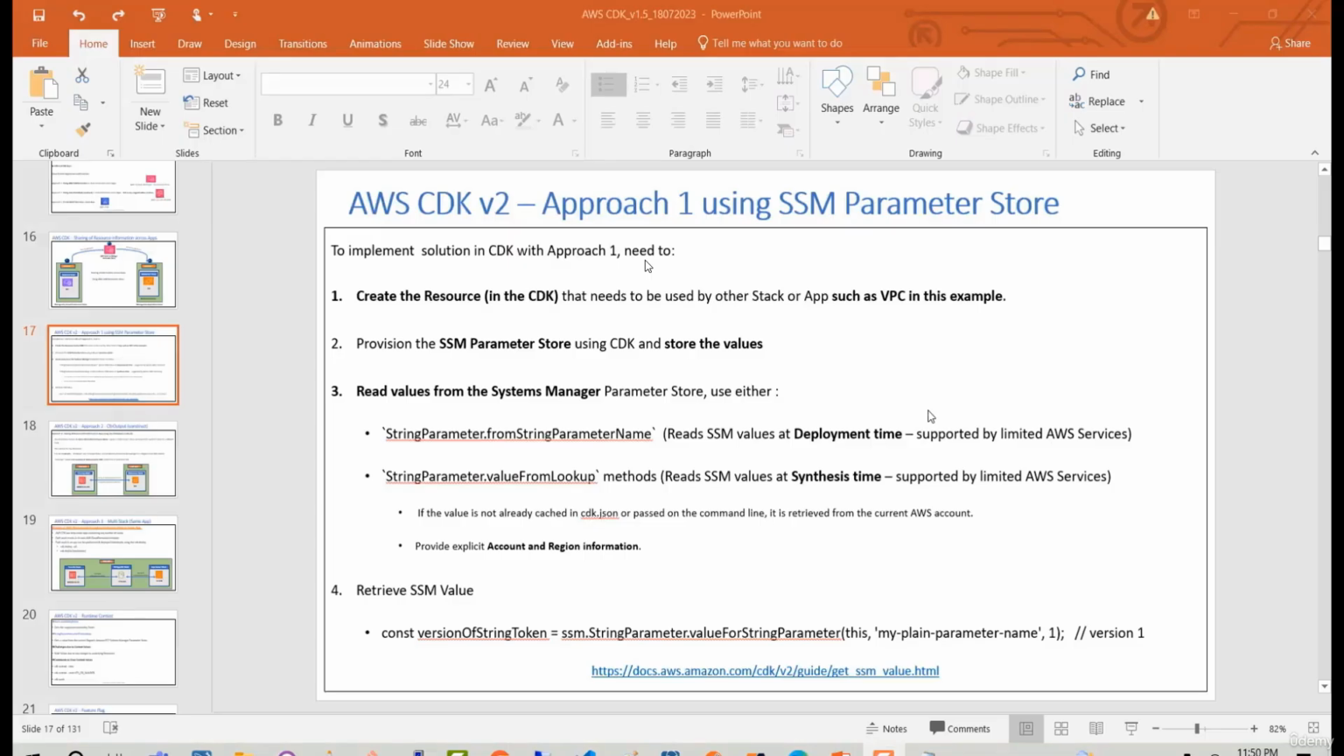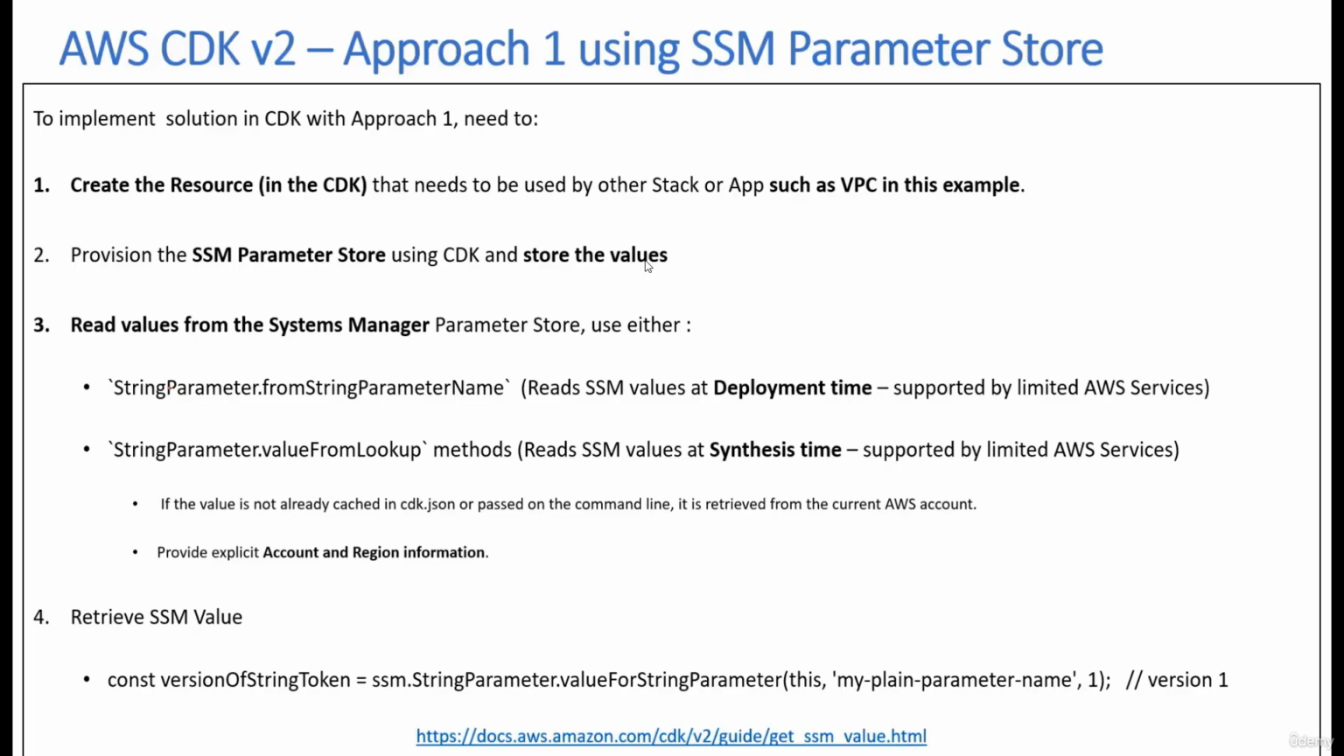Now, how do we retrieve this value when we're creating the EC2 instance from the SSM parameter store? So you can see here, we can use string parameter dot from string parameter name, and this reads value at deployment time. But what AWS documentation is saying is it is supported only for limited AWS services when you do a deployment time. The other option is to use string parameter dot value from lookup, and this is done at synthesis time, and this is supported by most services. So I think unlimited is not correct. It is supported by almost all services. So this is what we're going to use.